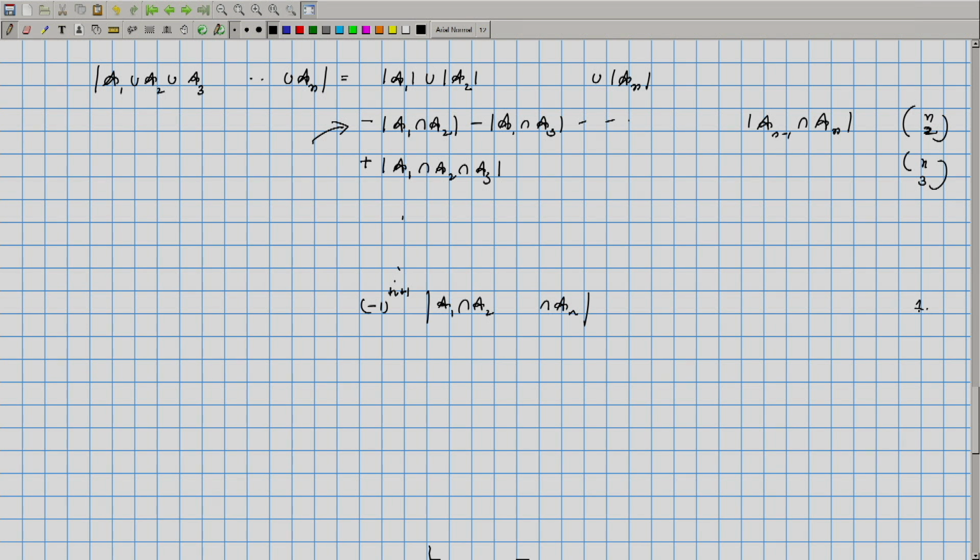Okay, now, this is an unwieldy formula, looks very complicated. So, we will try to write the formula in a much nicer manner.